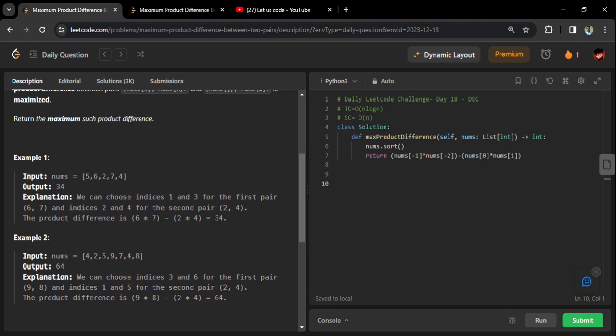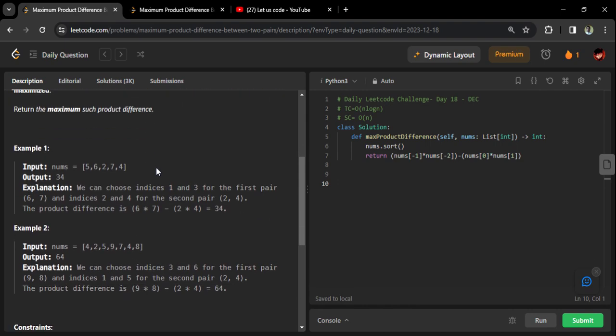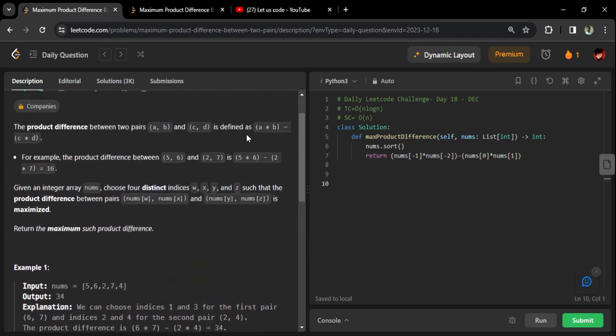Let's see the example first. This is something given to us. They are asking us to find the maximized product difference. That is the way they mention it. So see, the thing is very clear. We want this thing to be maximized.